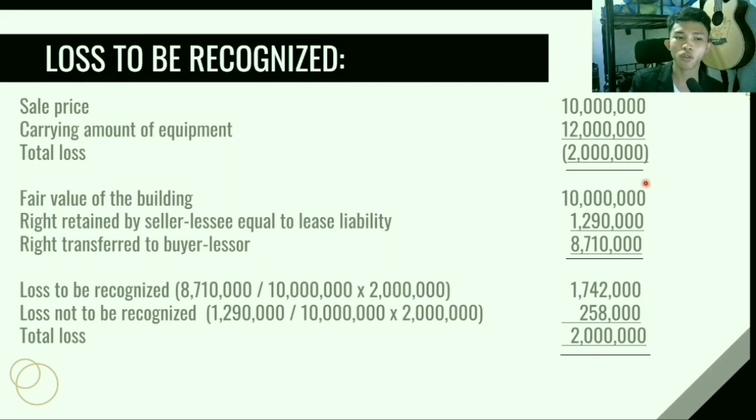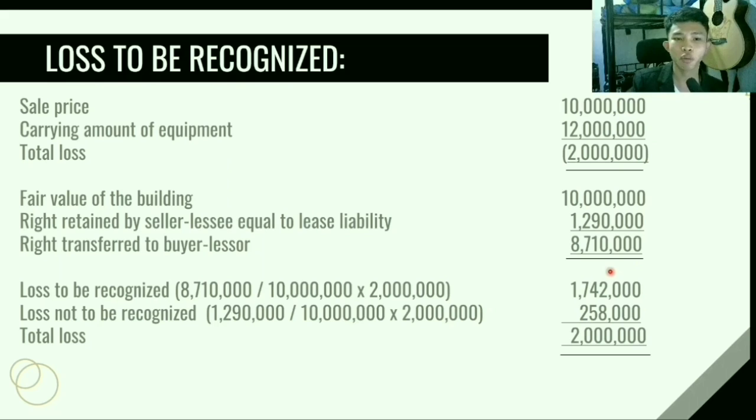Ang i-recognize lang natin ay yung rights na na-transfer sa buyer-lessor. Punta muna tayo dito sa fair value of the building, which is 10 million. So, meron tayong rights retained by seller-lessee, which is ito ay yung lease liability natin, 1,290,000. So, i-subtract natin siya dun sa fair value natin na 10 million. Then, we will get the right transferred to the buyer-lessor. Okay, so gaya ng sabi ko kanina, itong right transferred to buyer-lessor lang ang i-recognize natin as a loss.